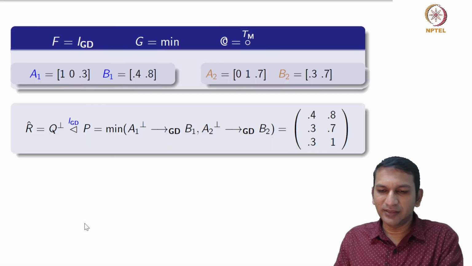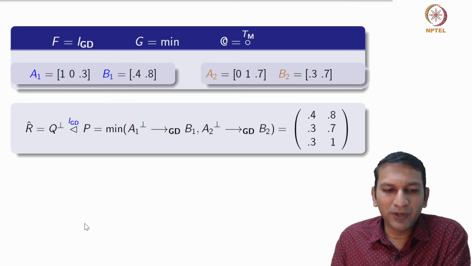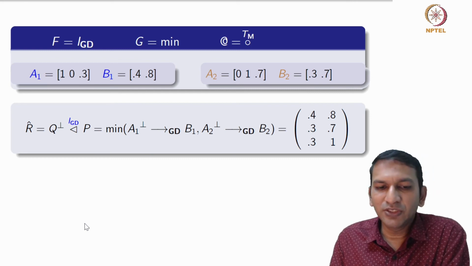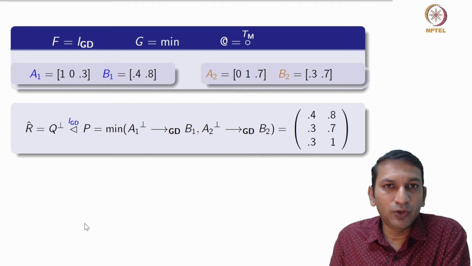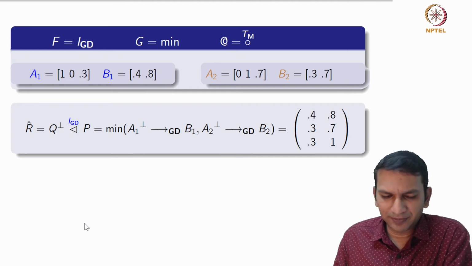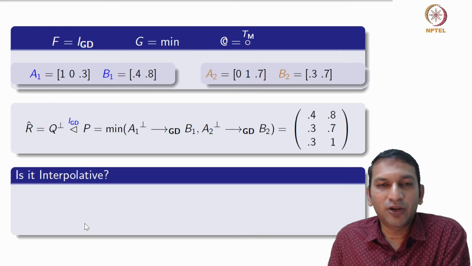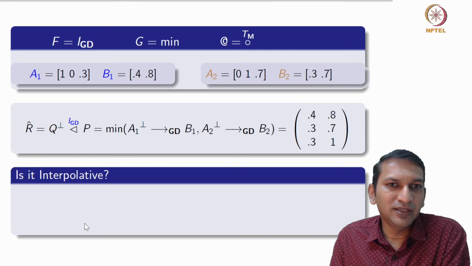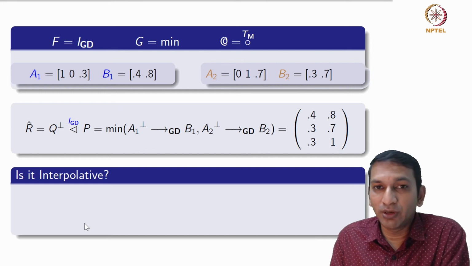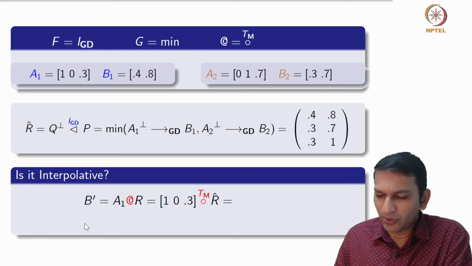We see that this is exactly the matrix that we have got. So in one shot, we have obtained R cap, which is essentially the relation that we would obtain if you aggregate the individual relations. The question is, is it interpolative? Now, according to the condition, we know that A1 and A2 are both normal and they form a Ruspini partition. Let's look at this.